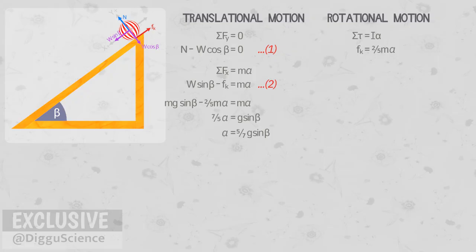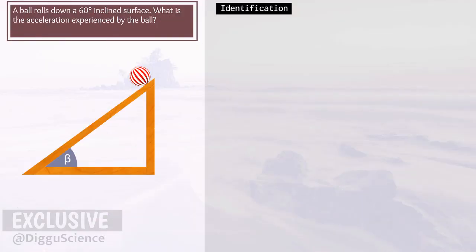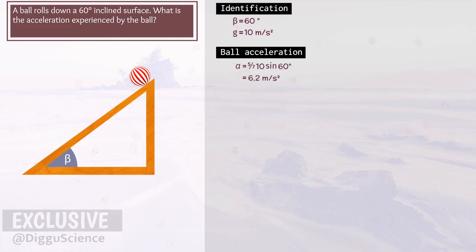It turns out that the acceleration of an object depends only on the geometry of the space. The value of beta is 60 degrees, and g is 10 meters per second squared. a is approximately 6.2 meters per second squared.